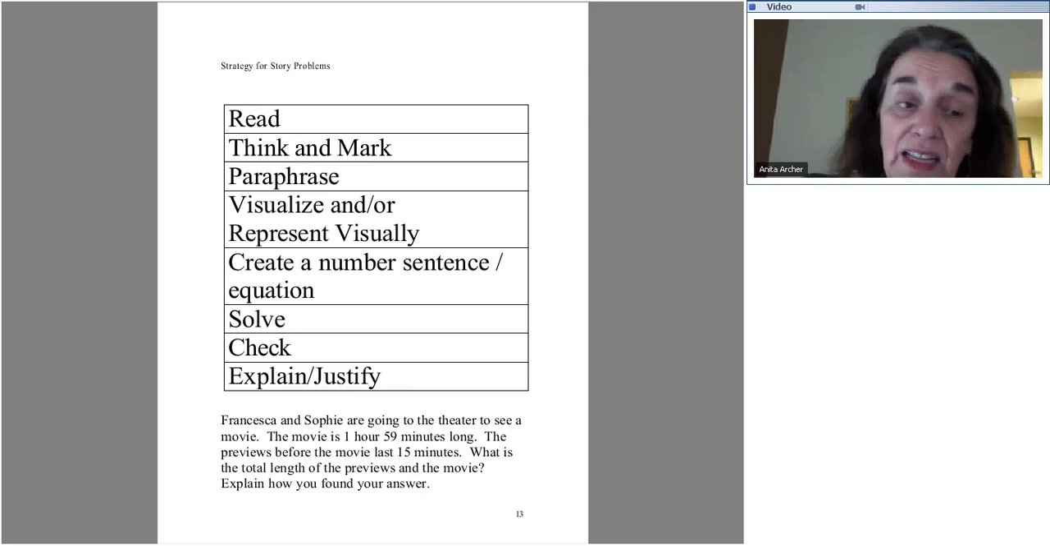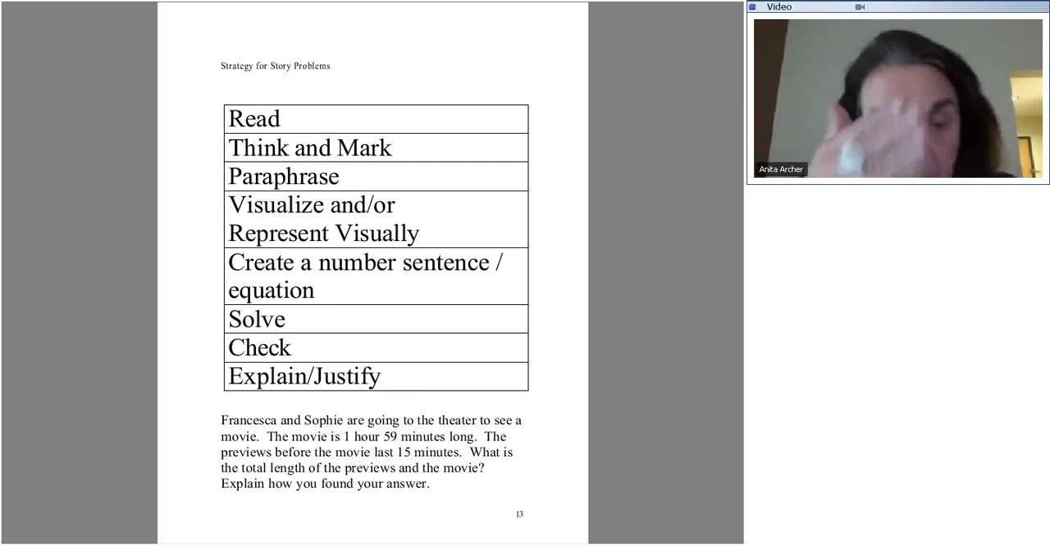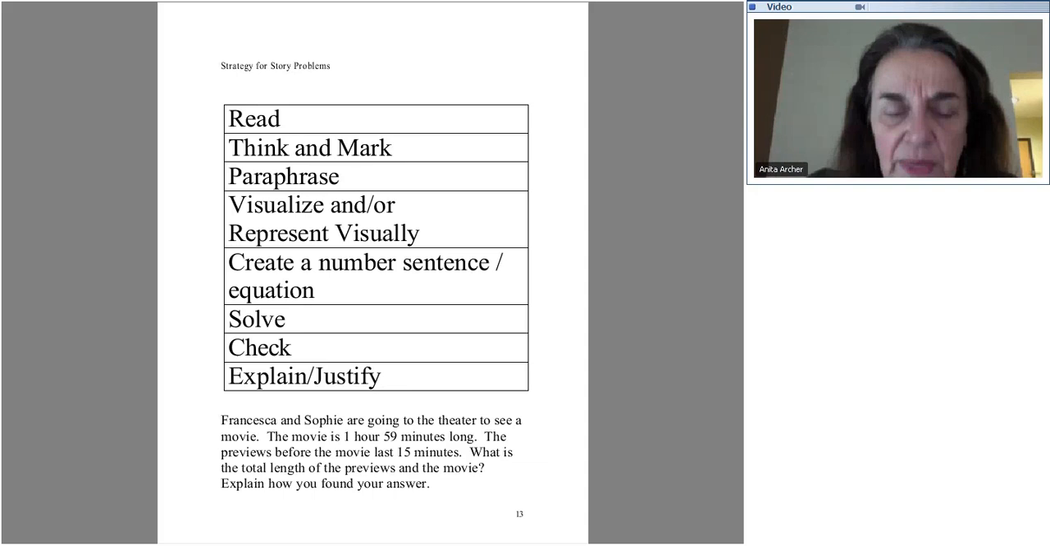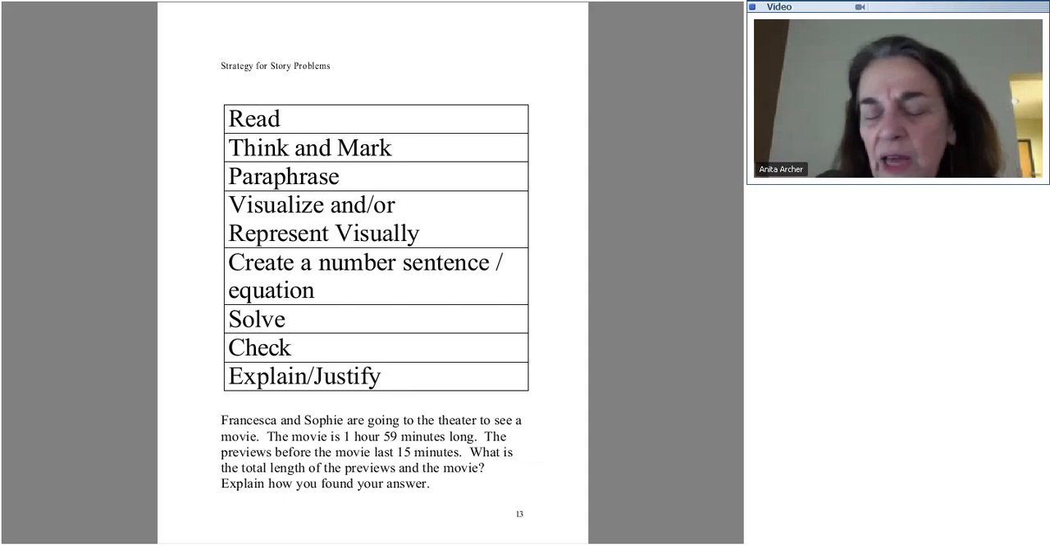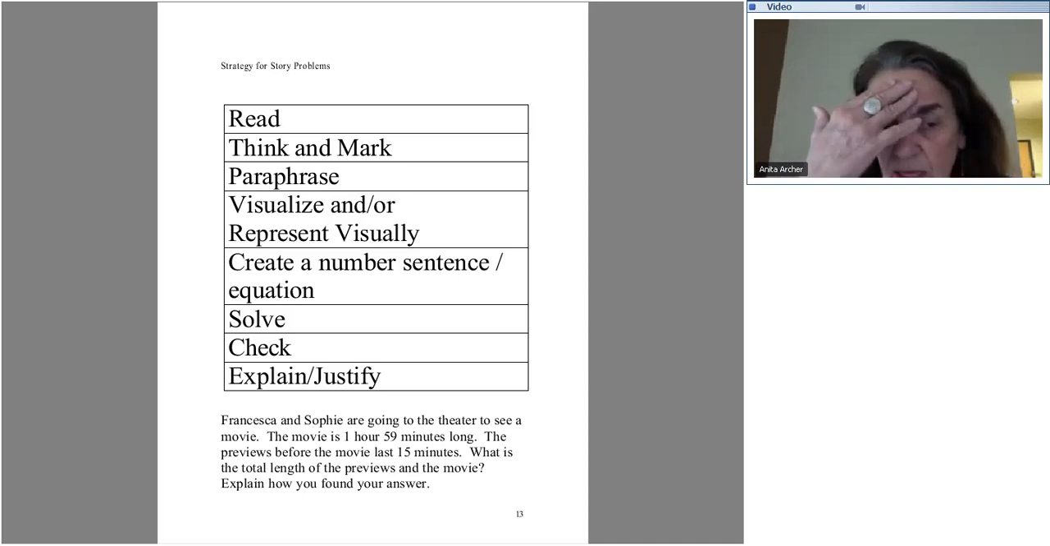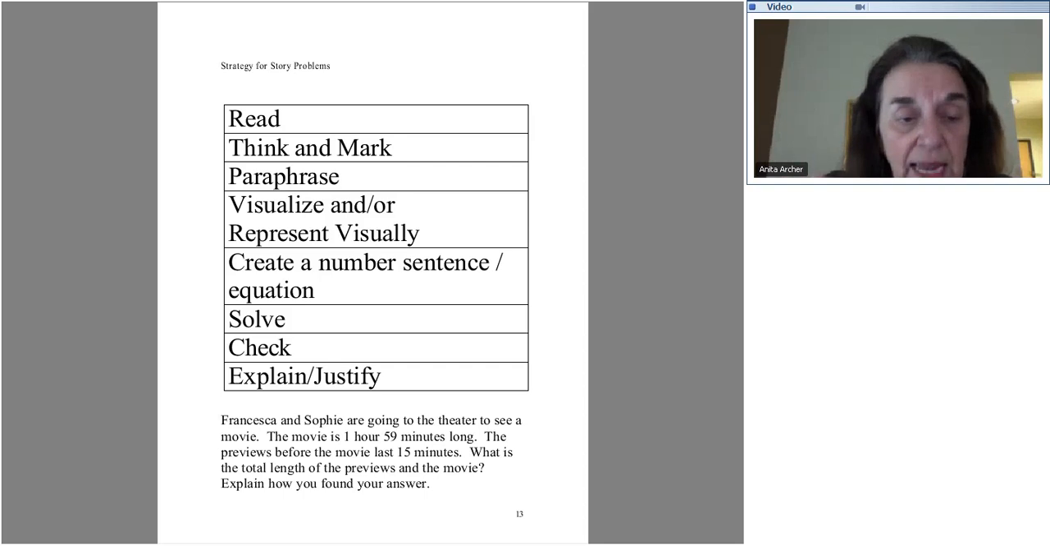But there's another area we often neglect, and that is the use of reading strategies with story problems in math, where we could use a strategy here. They read the problem, they think about it and mark it. For example, they circle what they are to determine, they underline the information that is going to be used in that determination. Then they paraphrase it. I have to figure out, using the story problem at the bottom, the total amount of time I'm going to be watching the previews and the movie. And then they either visualize it or make a visual representation. There's one line that's missing there, but so they represent it visually.